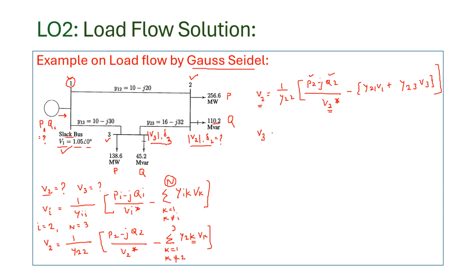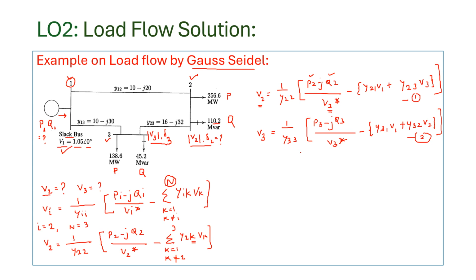Similarly, now V3 also we require. Now similarly we can develop the equation for V3: Y33 V3 equals P3 minus jQ3 divided by V3 conjugate, minus Y31 V1 plus Y32 V2. Now these two equations, equation number 1 for V2 and equation number 2 for V3 voltage.